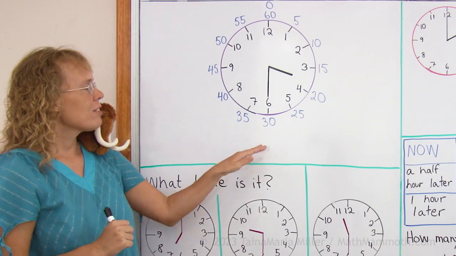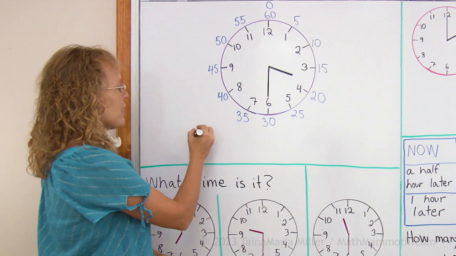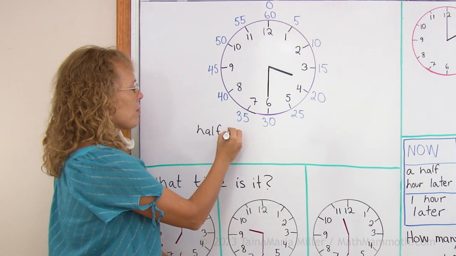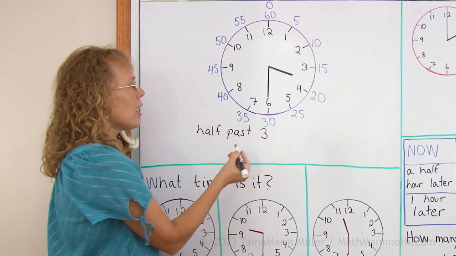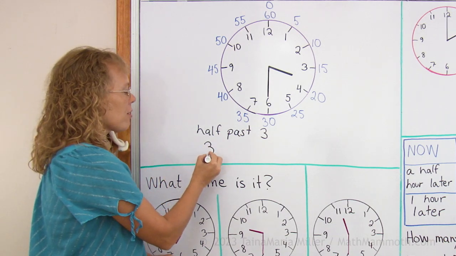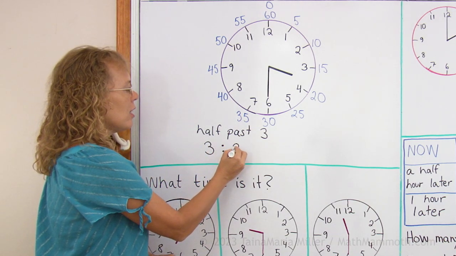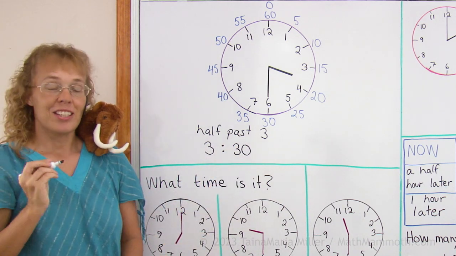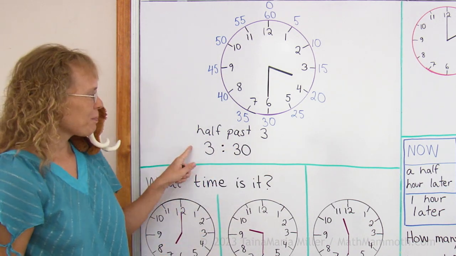We have two ways of saying this time. Half past 3, which you already learned. The other way is to say the hours and the minutes with numbers. 3 hours, and then a colon, and then the minutes, 30 minutes. 3:30 is how we read it.